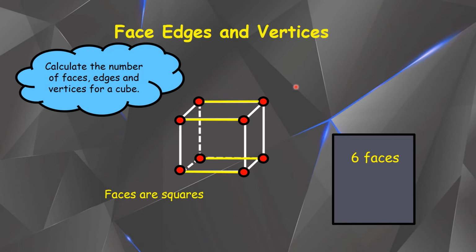Let's check now how many edges are there. Look at that. There are 1, 2, 3, 4, 5, 6, 7, 8, 9, 10, 11, 12, right? These different colors represent the edges. So 12 edges are there. And how many vertices are there? 8 vertices. Look at that: 1, 2, 3, 4, 5, 6, 7, 8. Each one is called a vertex. The plural form of vertex is vertices.